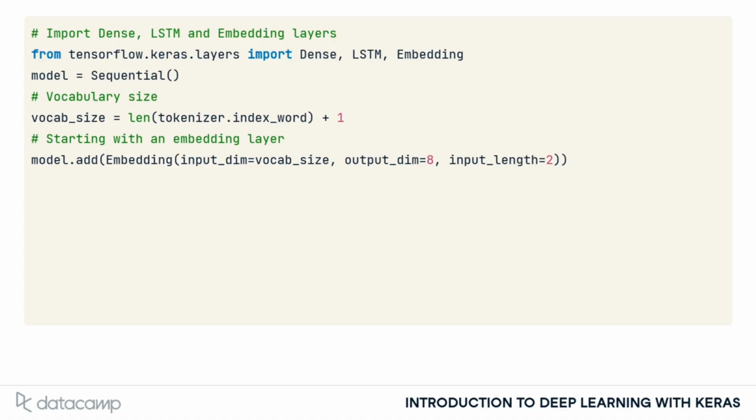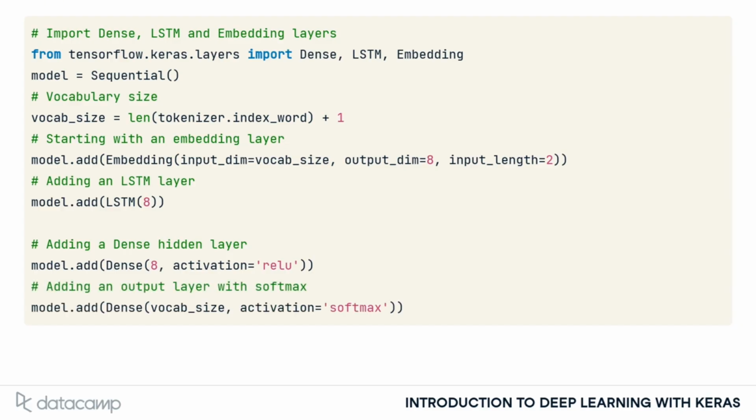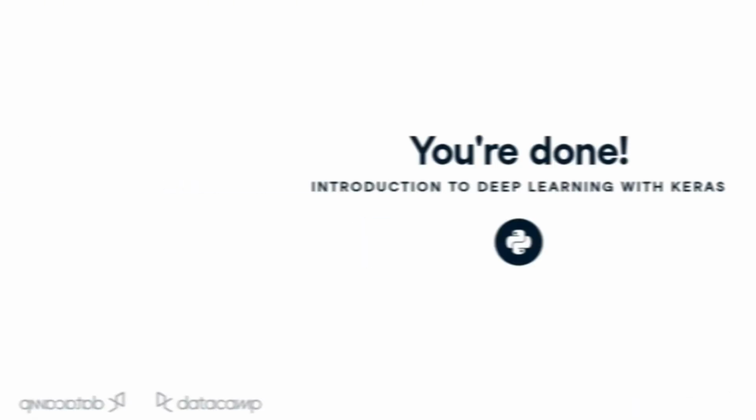We add an embedding layer. The input dimension is the vocab size variable. We will turn our word numbers into 8-dimensional vectors, and need to declare the input length so that our model understands that 2 words will be passed simultaneously as a sequence. We end by adding an LSTM layer of 8 units, a hidden layer, and an output layer with Softmax and as many outputs as possible words.